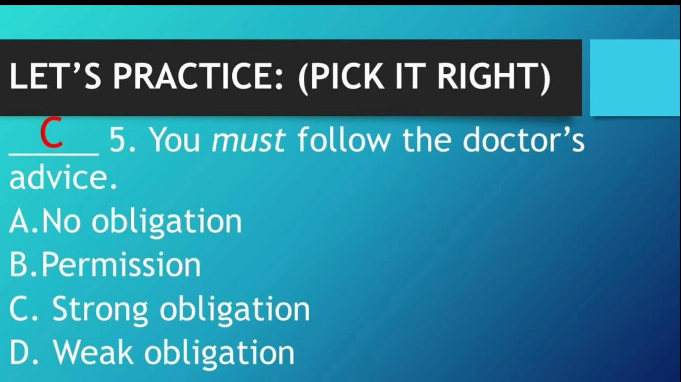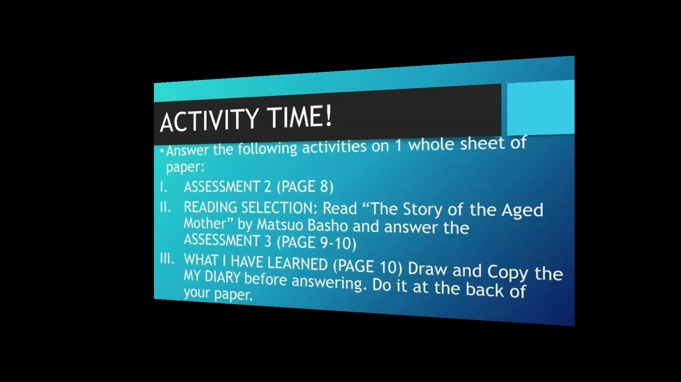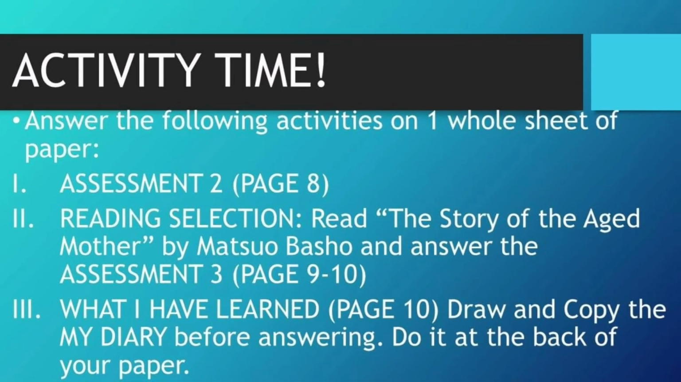Okay, so that's it. We're done with our activity. So I hope that most of you got a perfect score. And it's time for our activity time. For your activity, you have to answer the following activities on one whole sheet of paper. For part 1, you need to answer the assessment 2 that can be found in your module on page 8. So that is 1 to 5 items. So you just need to choose the correct word, but you may just write the letter of your correct answer.